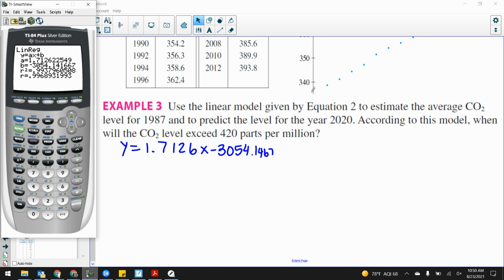You could plug in 1987 for x and then plug in 2020 for x. But we are smart, and we know how to use our calculators. Just to remind you how to do this, you can go back and plug this stuff into your calculator.